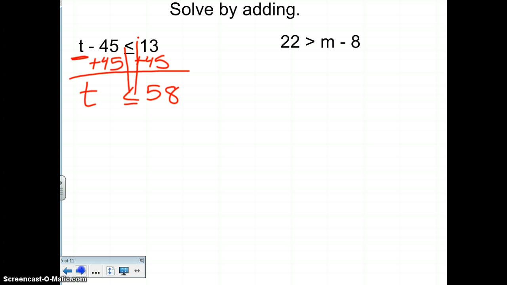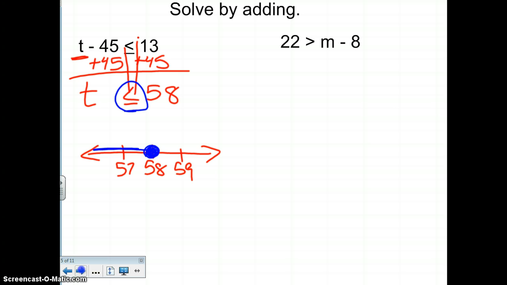If I were to graph this, just sketch a rough graph, we'd have 57, 58, 59. And again, keep in mind that the number lines continue on and on in either direction. So we can read this as t is less than or equal to 58. Because of this particular inequality with the equal part, we have a solid circle at 58, and it is anything that is less than, so our shaded area needs to go to the left.